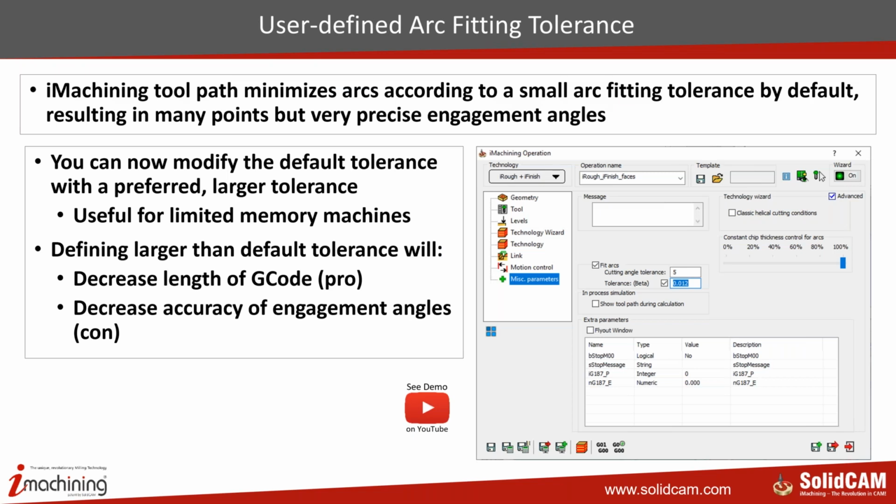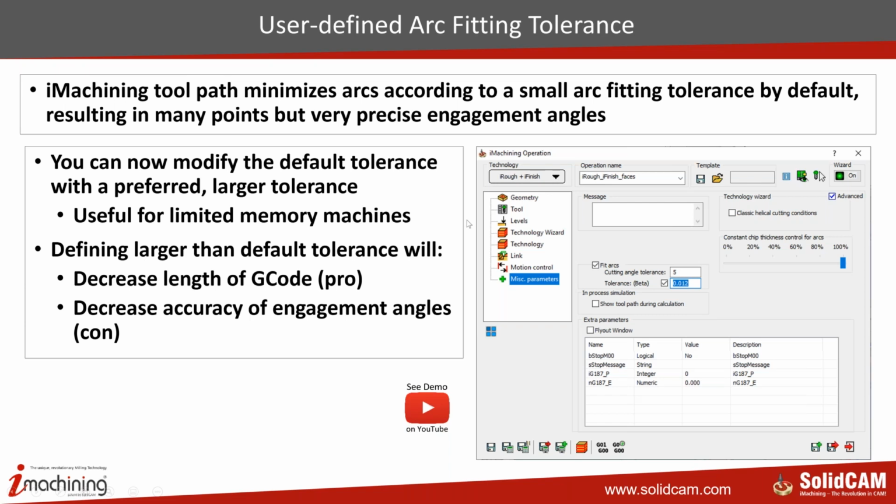Another new function, very useful for people with CNC machines with older controllers, is that you can now define a user-defined arc fitting tolerance. This function is available under miscellaneous parameters. You have this option where you can enable fit arc and define your own tolerance parameter. By changing this tolerance parameter, the program length will be reduced.